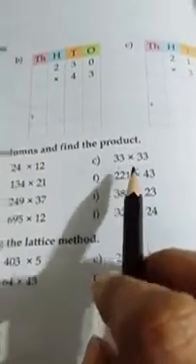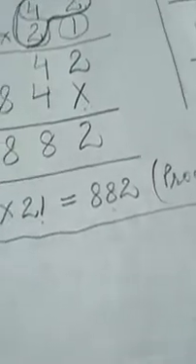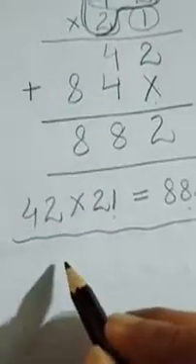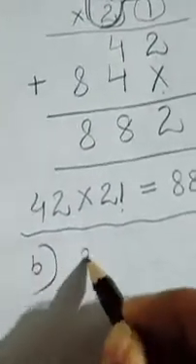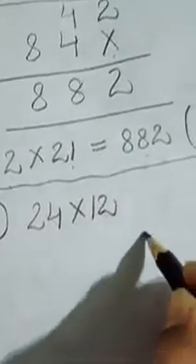Now I will tell you one more sum. It's easy, you can do it by yourself. We will do 24 multiplied by 12, or we can also do 33 multiplied by 33. I will tell you both the sums. That is B part. 24 multiplied by 12. Firstly we will arrange these.